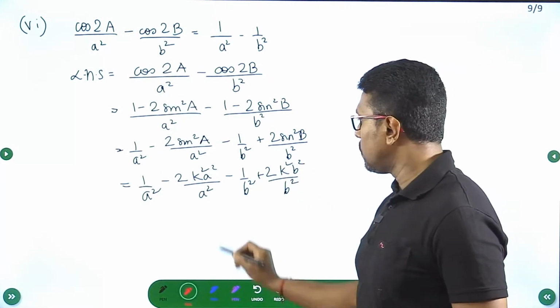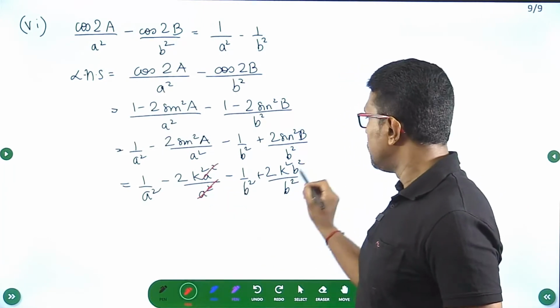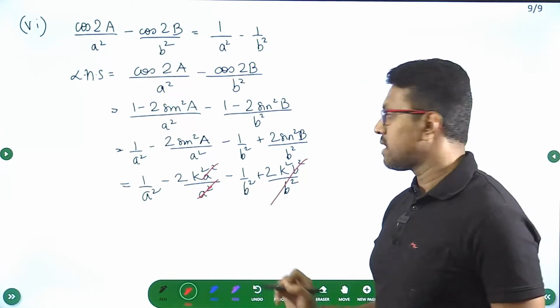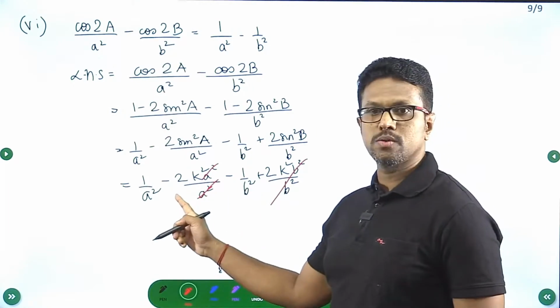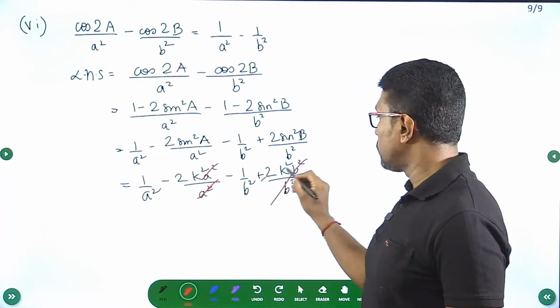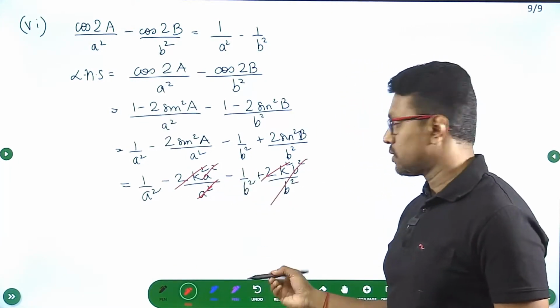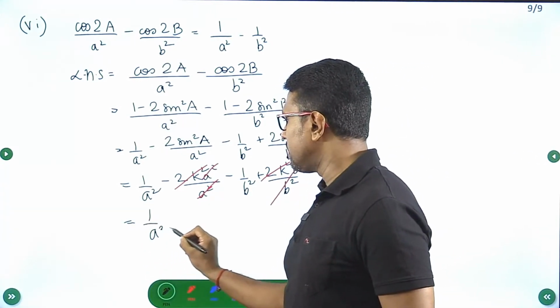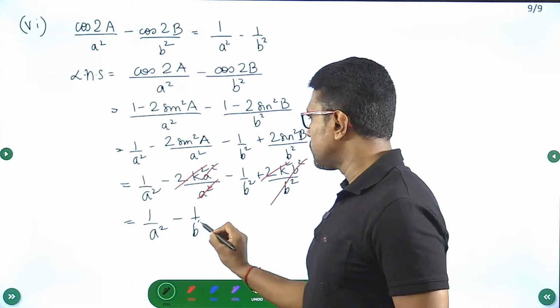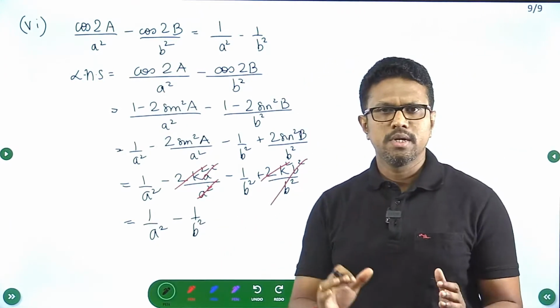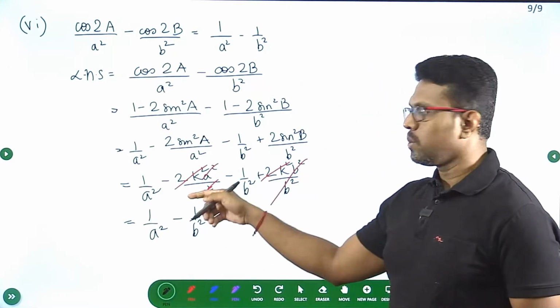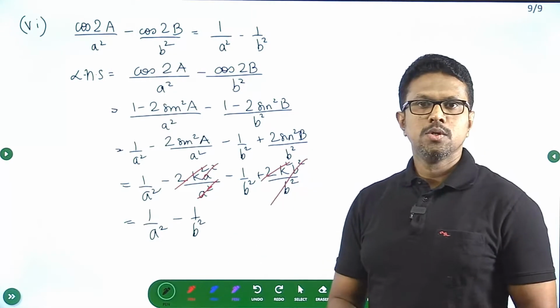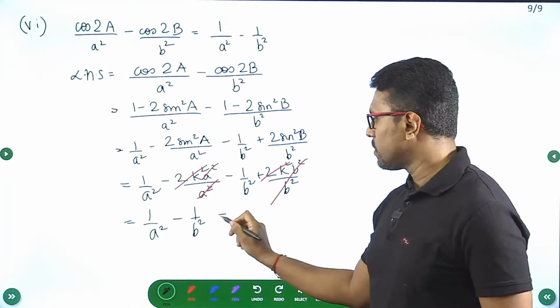So what happens over here? a square cancels, b square cancels. What is left? 2k square minus 2k square, they will also cancel obviously, plus 2k square minus 2k square will also cancel. What is left, of course एक step बाद में cancel करना था, but I did it in an earlier step, तो एक step पहले ही cancel कर दिया, but that's okay, it should be understood कि 2k square cancels in the next step. So what is left is 1 by a square minus 1 by b square, which is the required RHS.